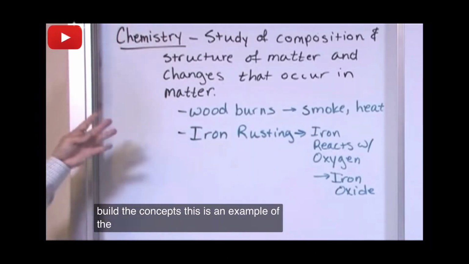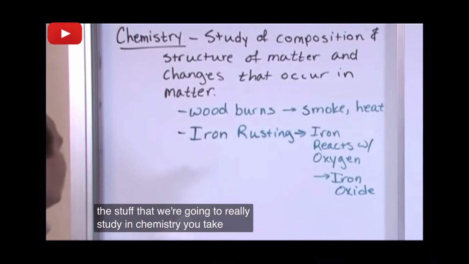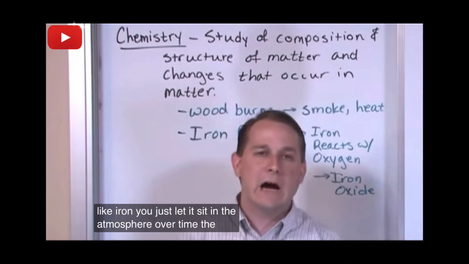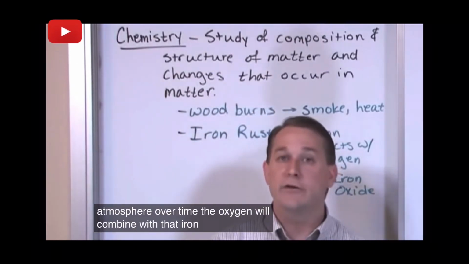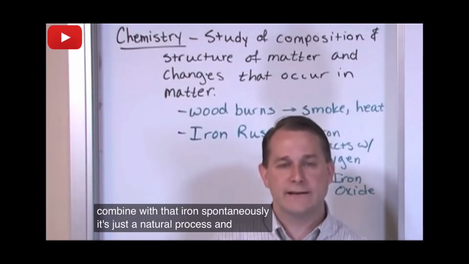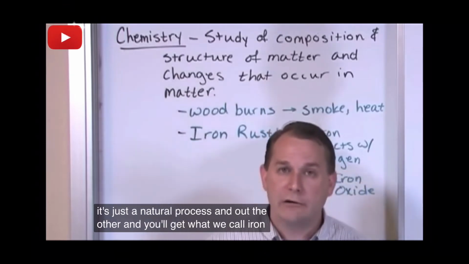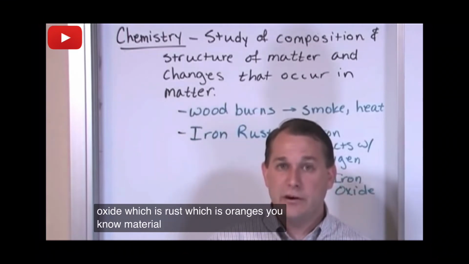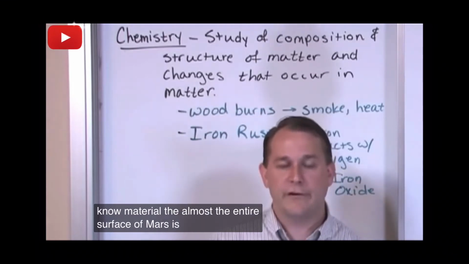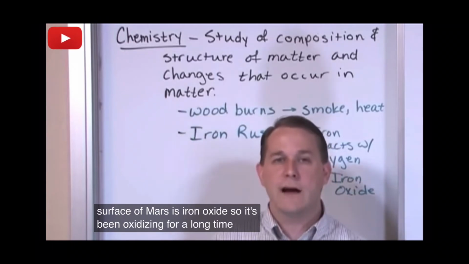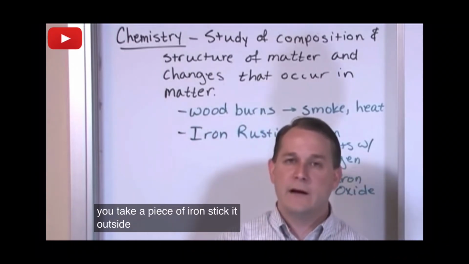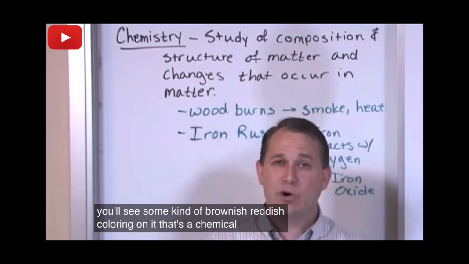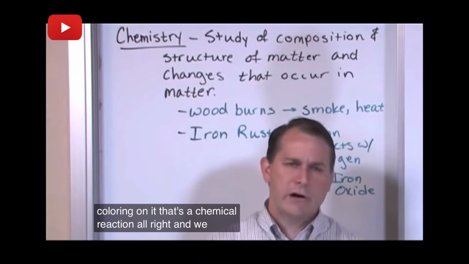This is an example of the stuff that we're going to really study in chemistry. You take something like iron, you just let it sit in the atmosphere. Over time, the oxygen will combine with that iron spontaneously. It's just a natural process. And out the other end, you'll get what we call iron oxide, which is rust, which is orangish material. Almost the entire surface of Mars is iron oxide, so it's been oxidizing for a long time. But if you take a piece of iron, stick it outside, 5 months later, come back, you'll see some kind of brownish, reddish coloring on it. That's a chemical reaction.